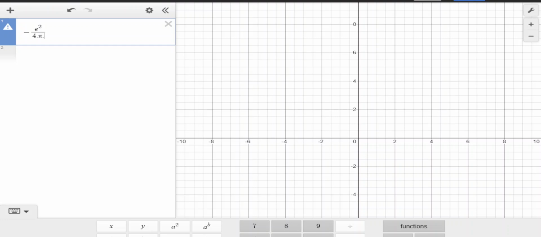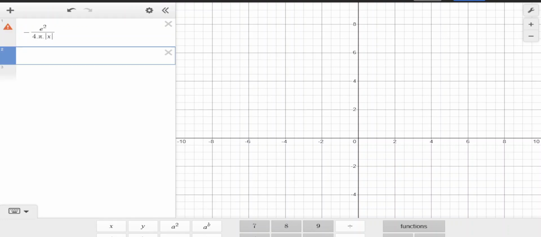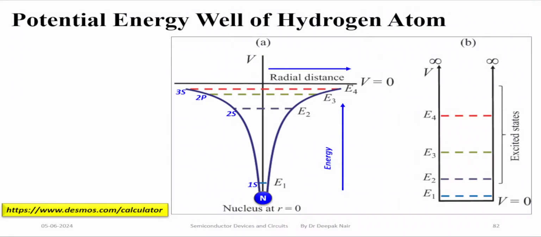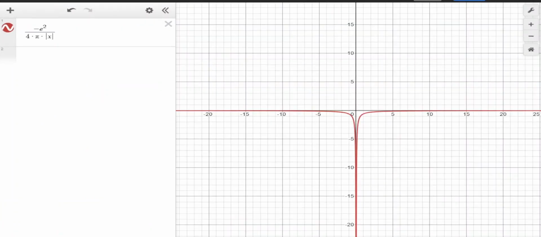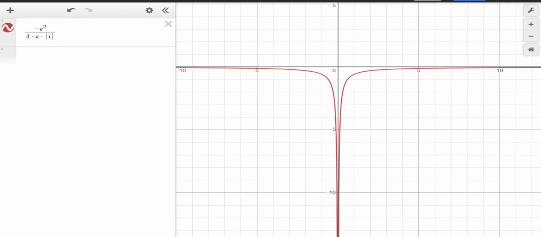Instead of that, if I go for absolute value of variable x, if we plot that, just a second, minus e square, wait a second, here if I put minus, okay, if I plot it, still it is giving me an error. Let me just draw the equation. So here you can see, if I plot this function, I will end up with behavior which is shown in the graph.